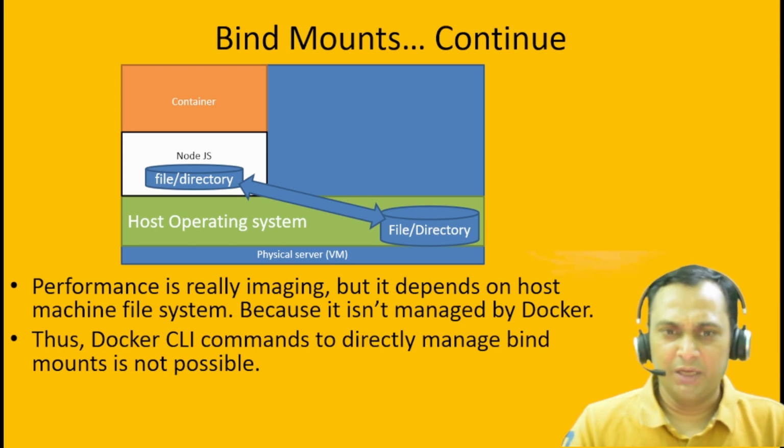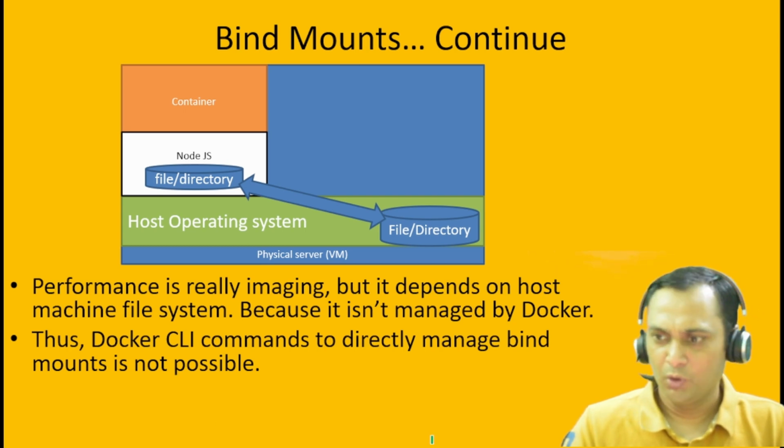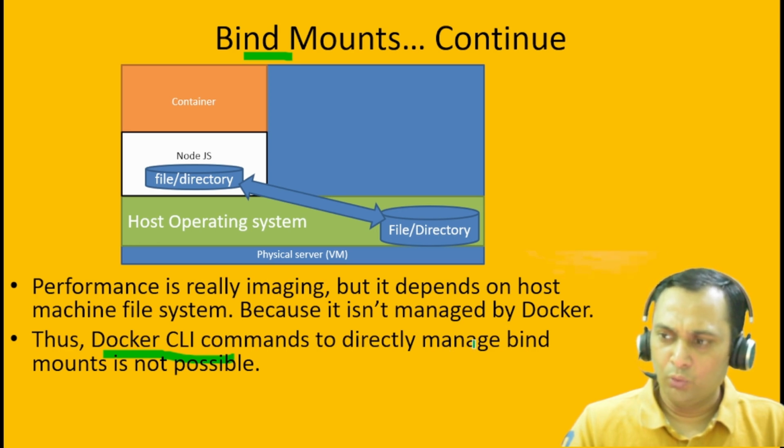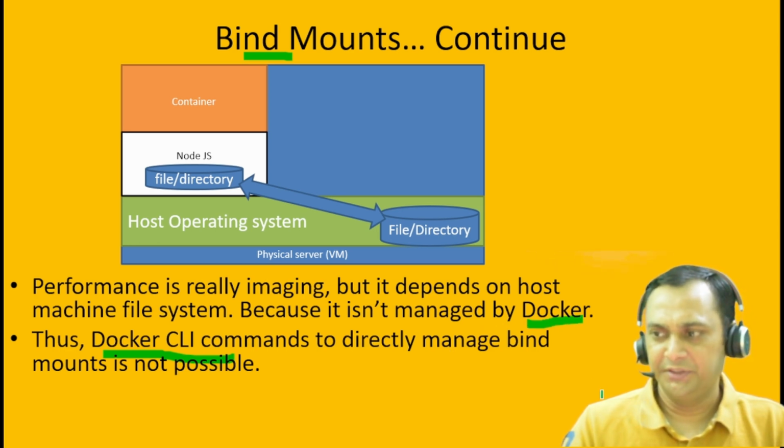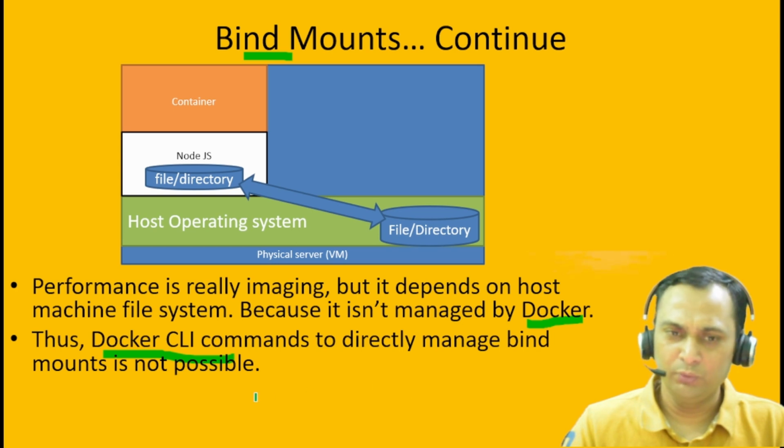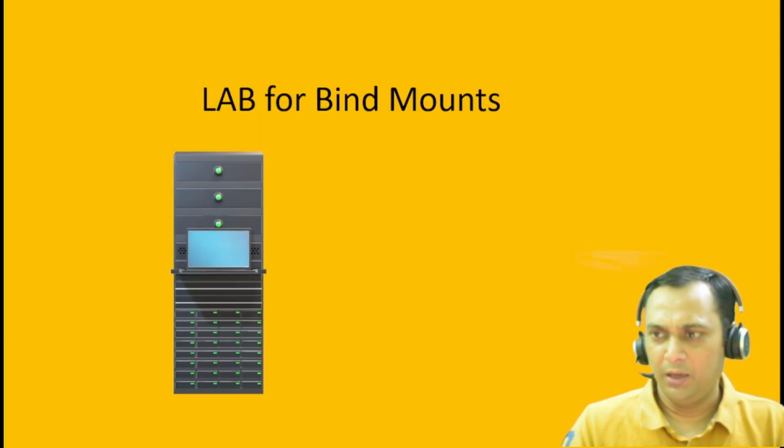Thus, a Docker CLI command to directly manage this bind mount is not possible. So obviously, Docker CLI commands are not used to manage this bind mount because bind mount is created outside the Docker boundaries. So for that reason, we can use system commands. Let's jump into the lab for bind mount.